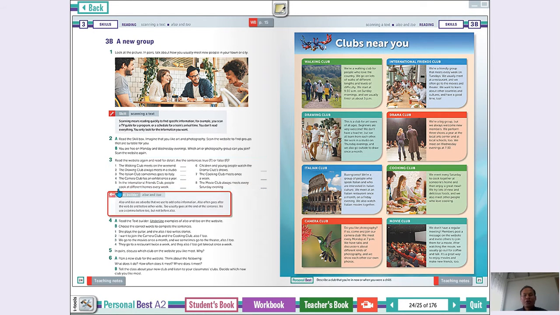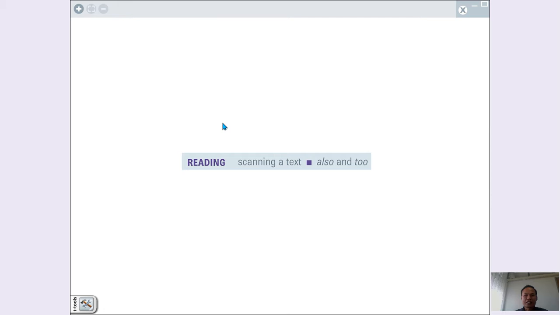Okay, so welcome back to 3B. In this 3B, we focus on only reading and the techniques of reading. We call it scanning the text. Scanning text, so what is it?